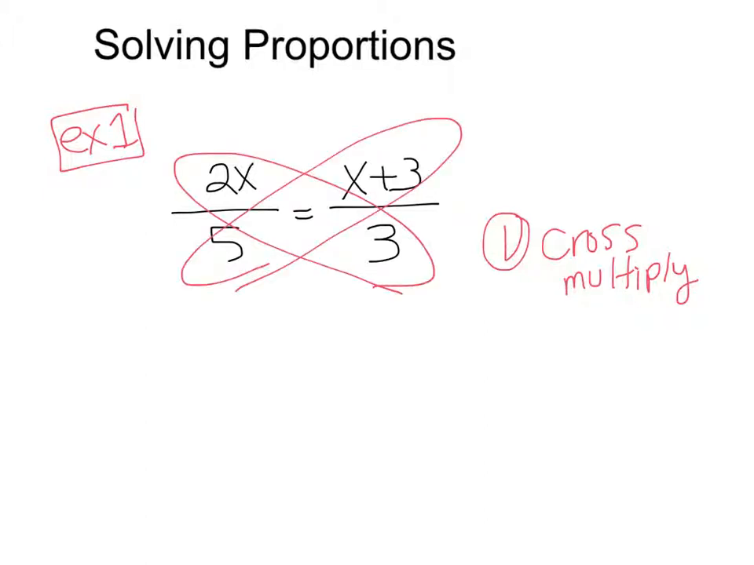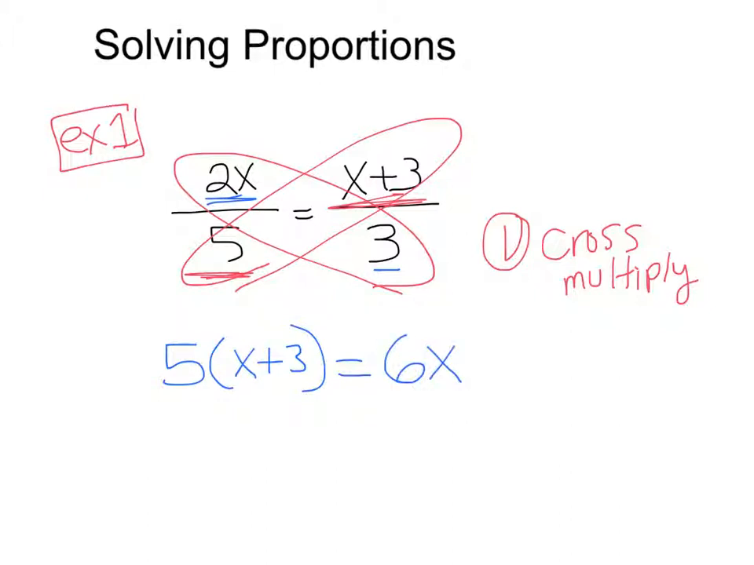It's sometimes helpful to draw these butterfly-looking things to remember which two things you're multiplying. So here we're going to multiply 5 with x plus 3. Now the important thing here is to remember that x plus 3 is a binomial, so you need to make sure to have the parentheses. Okay, then we're going to do 3 times 2x, which gives me 6x. All right, now you know the rest.